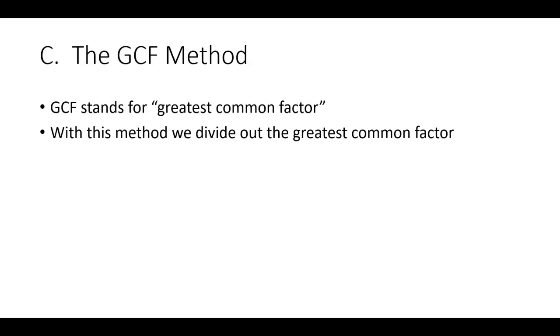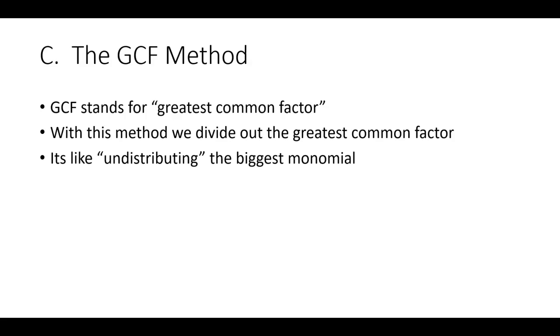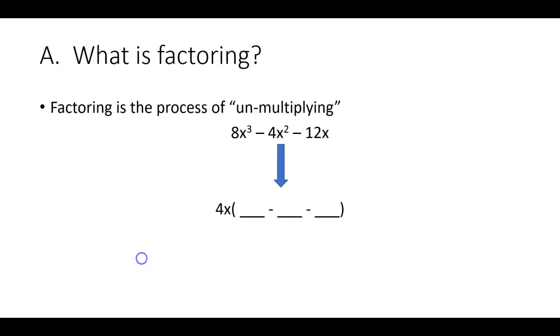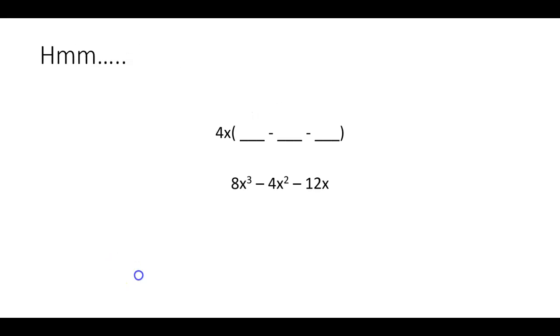Okay, with this method, we divide out the greatest common factor. It's kind of like undistributing. So that's how I presented the problem to you guys earlier today when I gave you that problem at the very beginning. In order to get from here to here, you would be distributing, right? Well, what we're doing is undistributing whenever you take out a GCF.